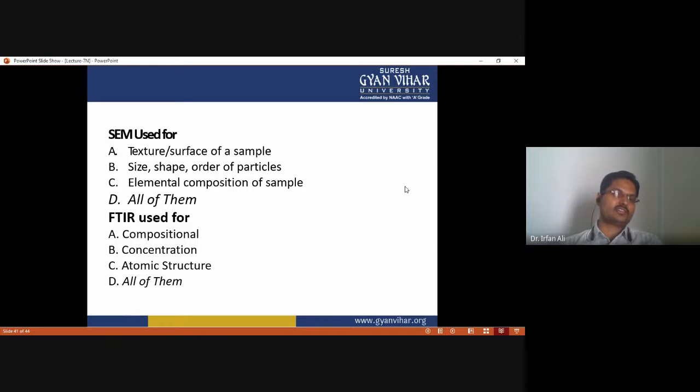And FTIR is used for what? As we discussed, FTIR is used for compositional analysis, concentration, and atomic structure. Fourier transform infrared spectroscopy can be used for compositional studies, analysis of concentration, and determination of atomic structure. That's why the option D is correct.